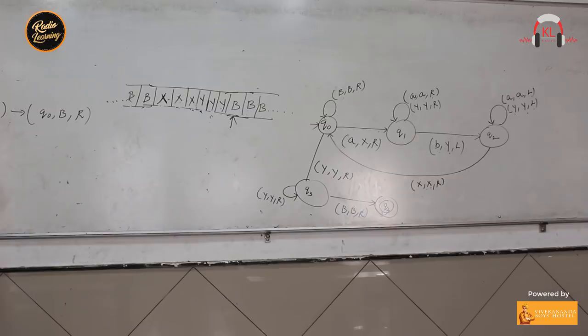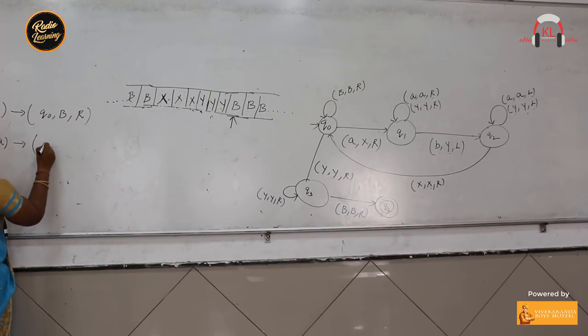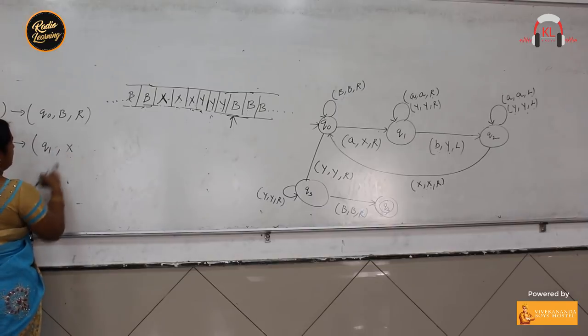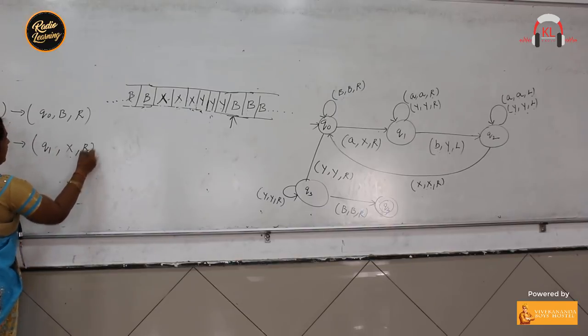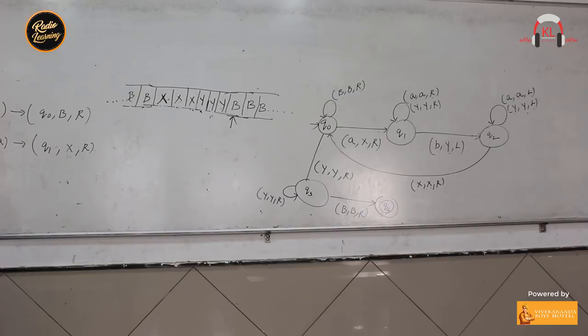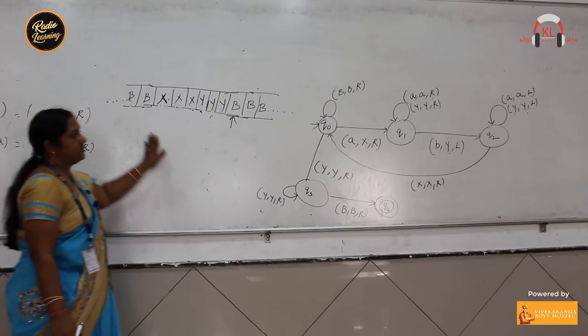If you are having delta Q naught and here if I find A, what do you have to do? When I find A, then you move from Q naught to Q1 and A is replaced with X and moving right. Then you can also write it like this, that means you can write it as symbols, and you can write Q naught, X comma R. These are the transition functions.